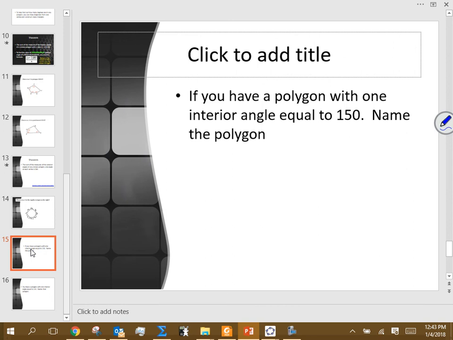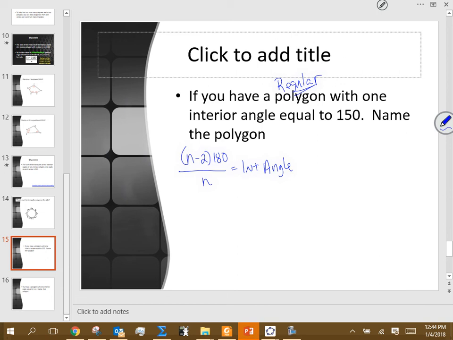So we're looking for n. Well, we have some formulas that deal with n. We specifically have a formula that says (n minus 2) times 180 over n is equal to an interior angle. Okay, I should say here that this polygon is regular.